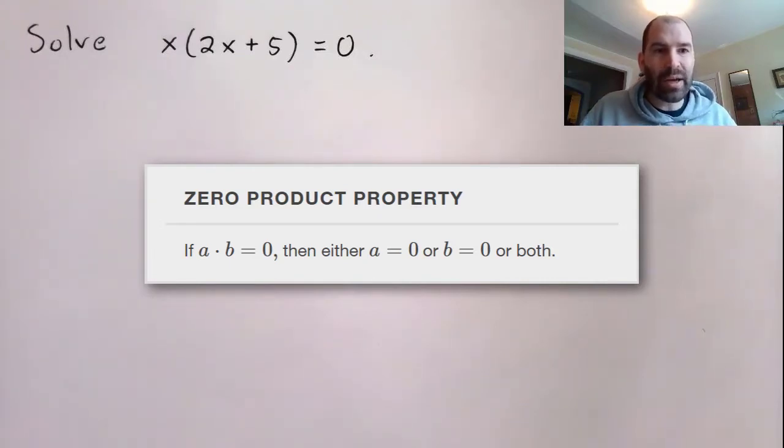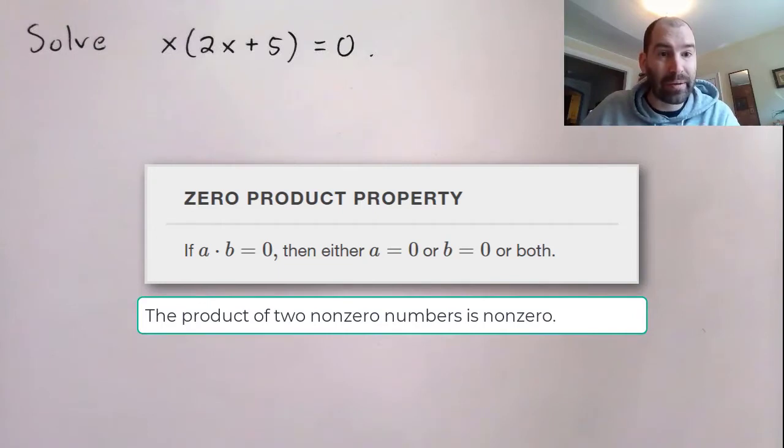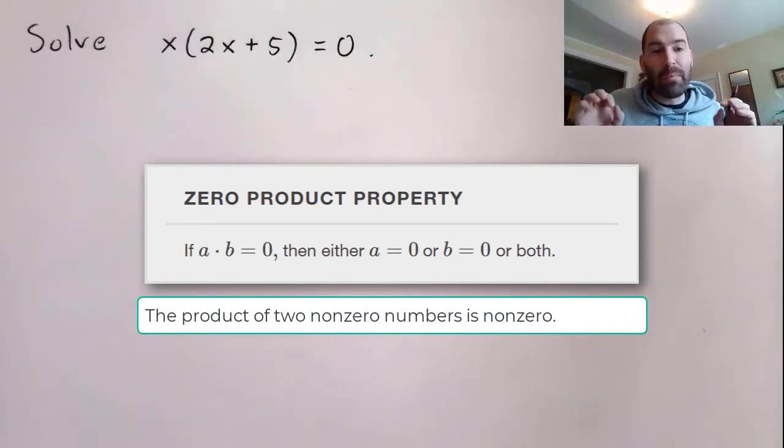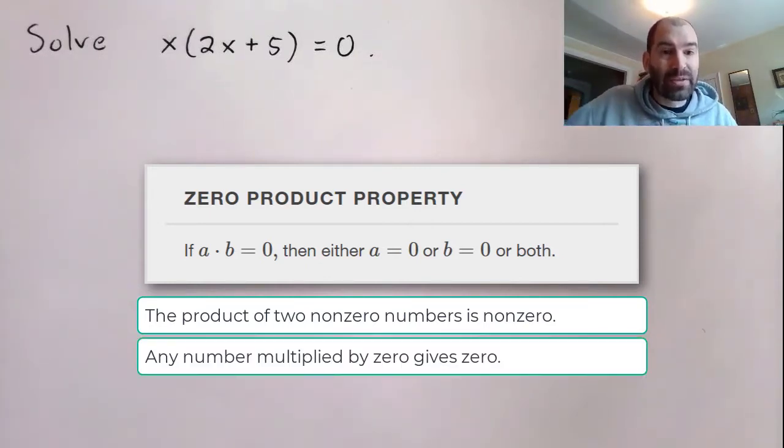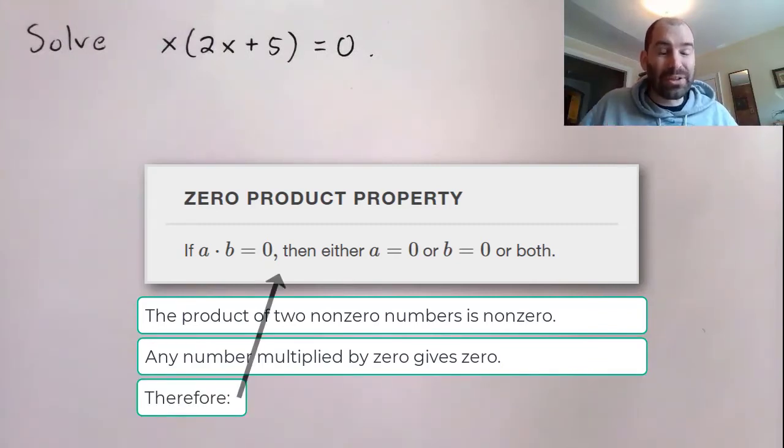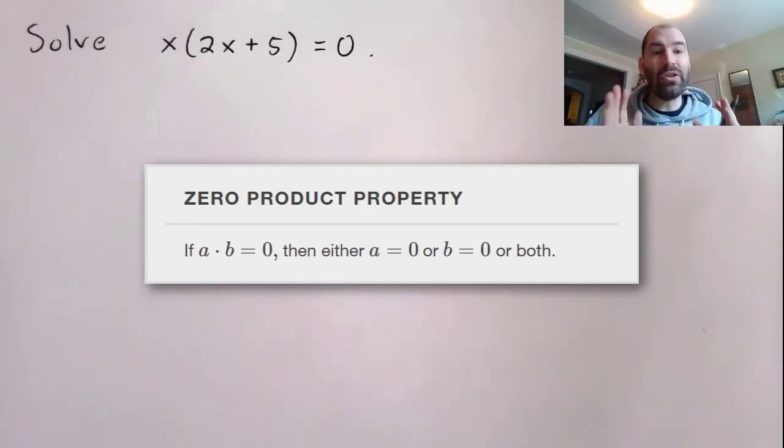And this should make sense, right? We know if we take any two non-zero numbers and multiply them together, we get a non-zero number. That will always happen. Think about it. Furthermore, we also know if we ever multiply a number by 0, we always get 0 as an answer. So therefore, if I multiply two numbers together and get 0, one of those two numbers must have equaled 0. So that's where the zero product property comes from. It's just that observation. And we're going to use this property to help us solve polynomial equations.